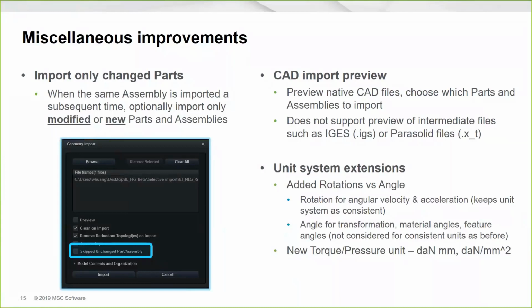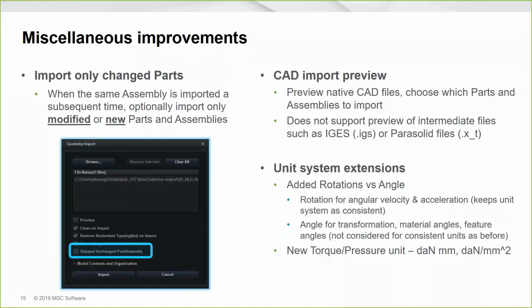And then lastly, we've made some additions or extensions to our unit systems. Previously, the angle that was represented in our unit systems was actually doing two things for us. One is it was used for angular velocity and angular rotation, which from a consistent solver sense needed to be radians, okay? Because most solvers always deal with those things in radians.